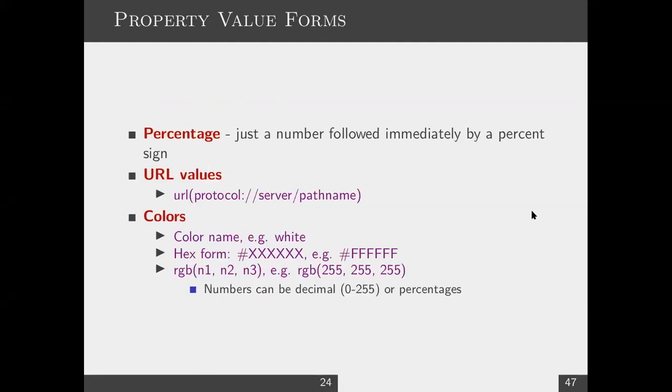Okay. You could also have percentages. Just a number followed by a percentage sign. You could say 20%, you could say 100%. You could also have URLs, and for URLs, you'd have the word URL, and inside you can say protocol, then the server name, and then the path name.